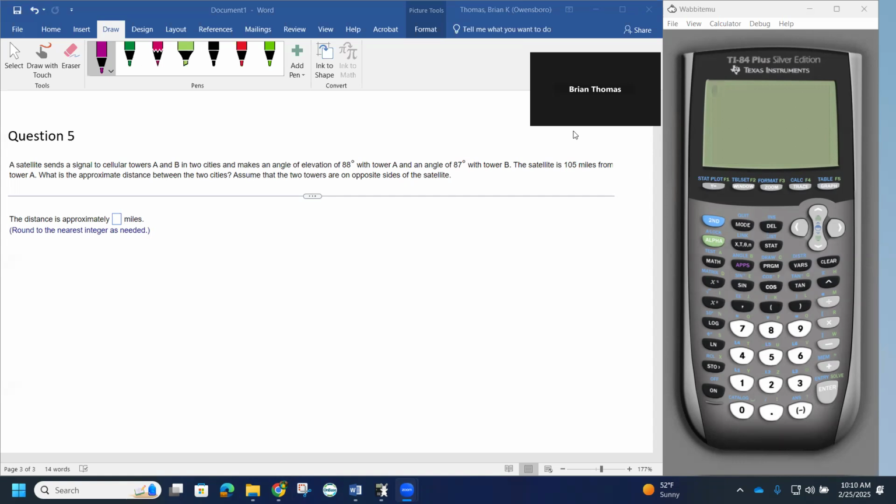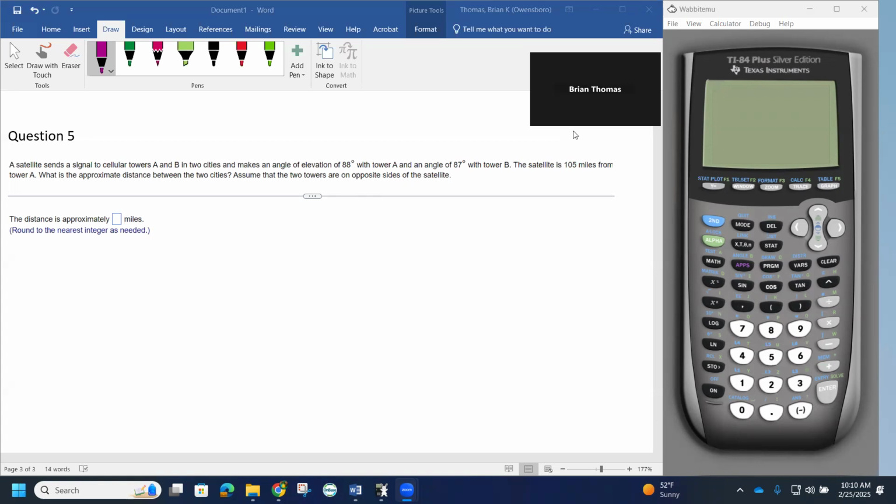A satellite sends a signal to cellular towers A and B in two cities and makes an angle of elevation of 88 degrees with tower A and an angle of 87 degrees with tower B. The satellite is 105 miles from tower A. What is the approximate distance between the two cities? Assume that the two towers are on opposite sides of the satellite.